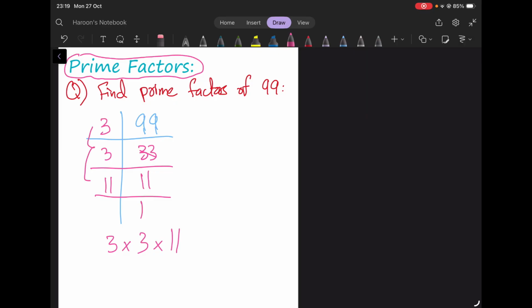So we just leave it off as this. But you can also write this in a neater format because we have 2 3's. So I can write 3 squared times 11. This can be my final answer. This is how we find prime factors.